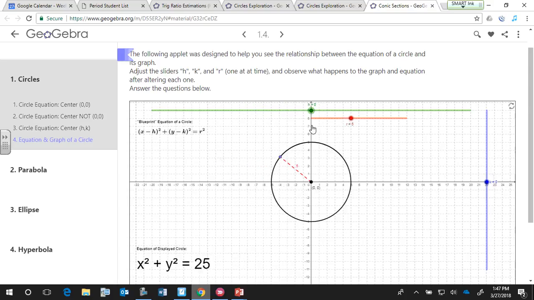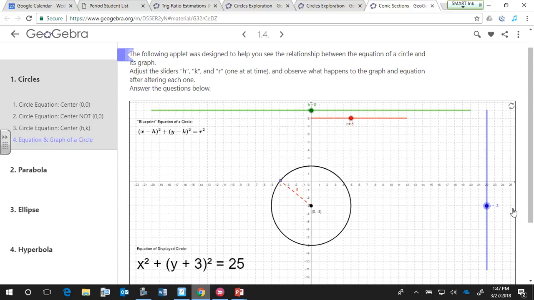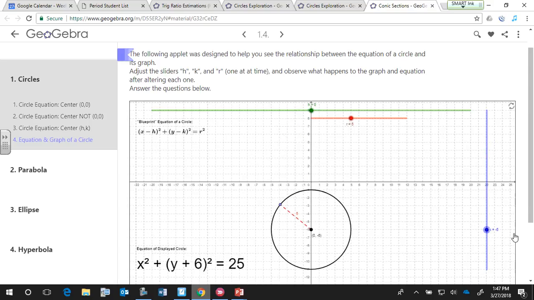Okay? Let's put it back at 0. What happens if I move up? Minus, right? And when I move down, it's plus. Okay? Which kind of makes sense, right?